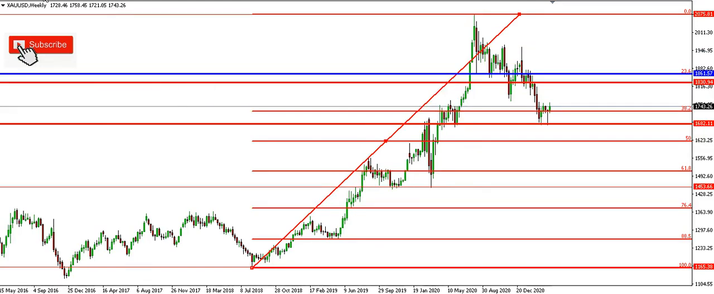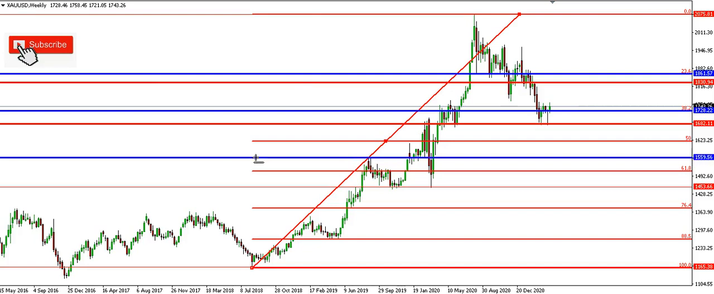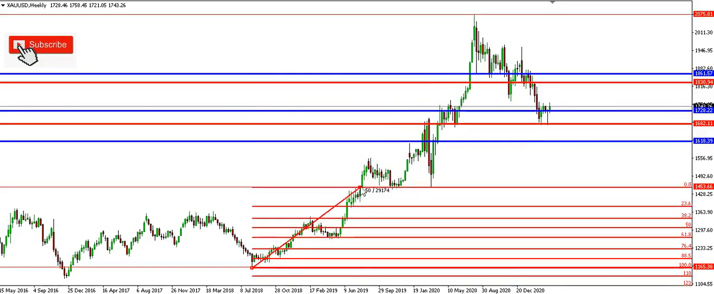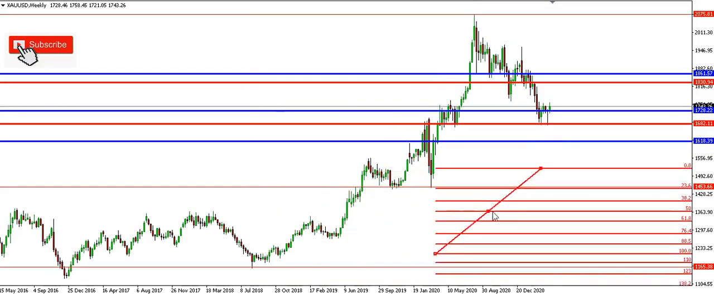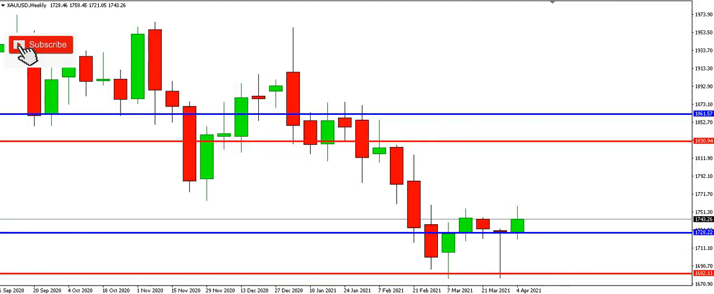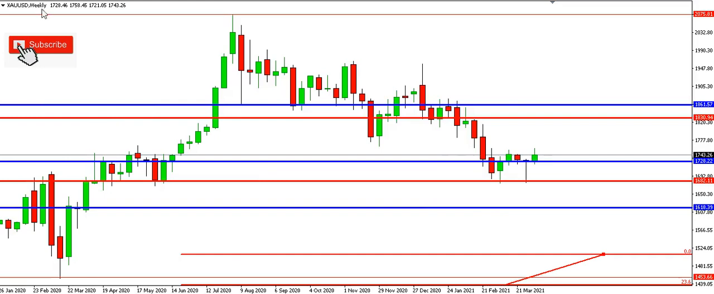Okay, and I have my 38.2% level around here. Now we can see what has happened. Let me just mark the 50% Fibonacci level. All right, I'm going to remove the Fibonacci tool and maximize. Let me just zoom out. Okay, we can see what has happened on the charts.